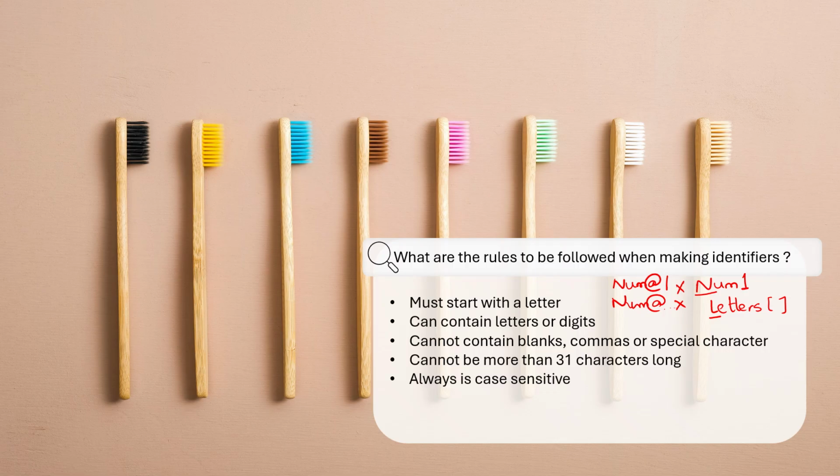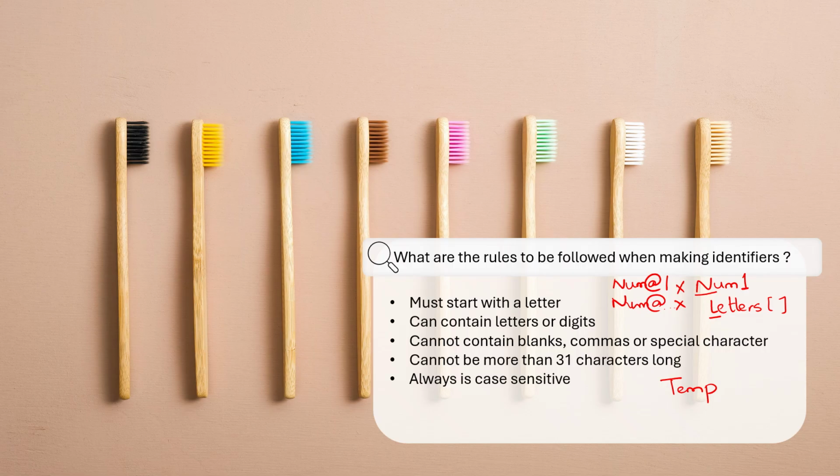Fourthly, it cannot contain more than 31 characters. So even if you have a very long scenario, you can just work on a few letters of that scenario. For example, if you have to take the temperature of a room, instead of writing the whole word temperature as the name of the variable, you can write the word temp instead. So make it readable, make it shorter, and make it understandable as much as you can.